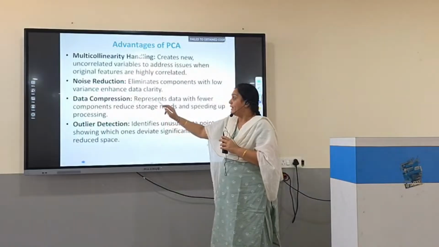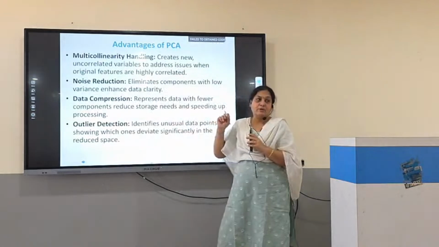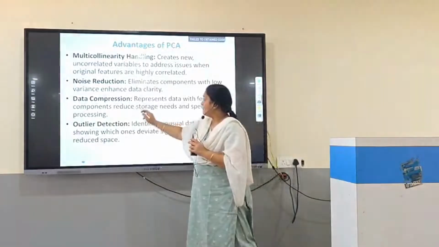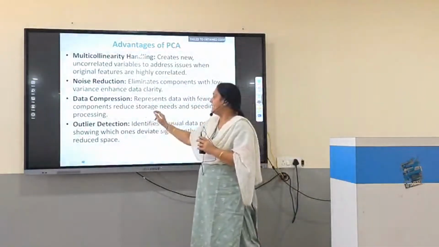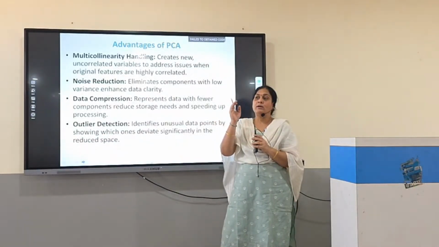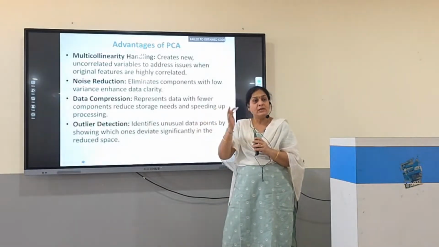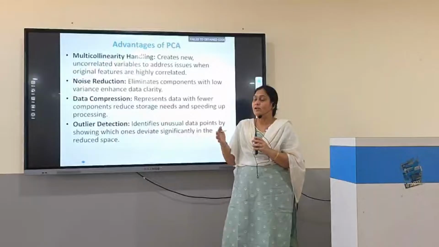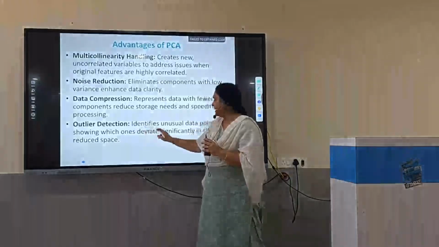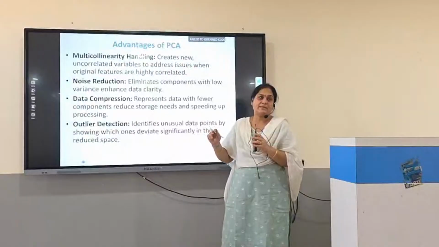Noise reduction, right? It eliminates components with low variance and enhances data clarity. So the noise is removed. It is not required and you have to remove it. Data compression represents the data with fewer components, reducing storage. When you are converting your high-dimensional data into principal components, you are reducing the size of the data, so it automatically does data compression. Outlier detection identifies unusual data points by showing which ones deviate significantly in the new space.